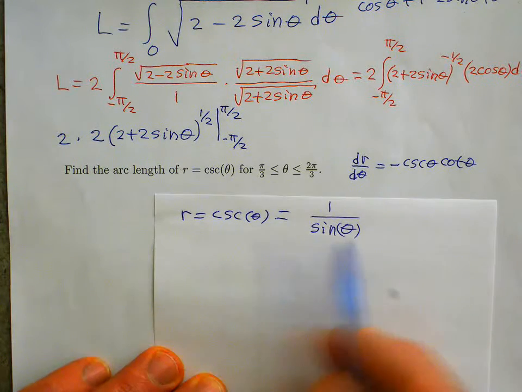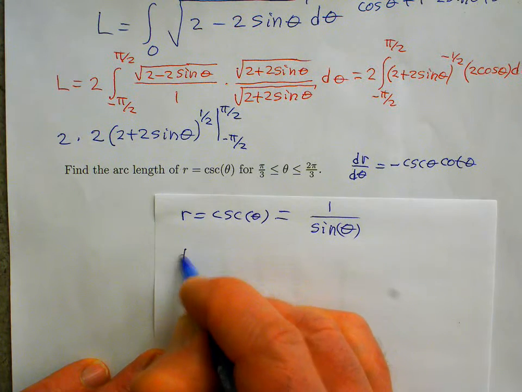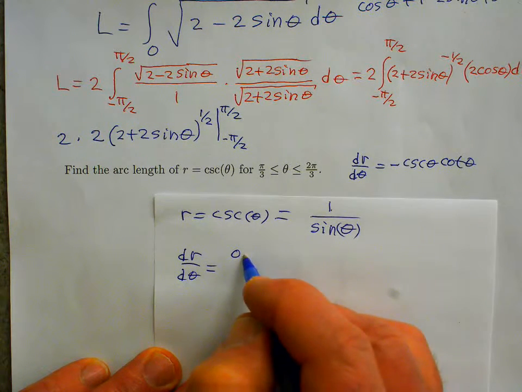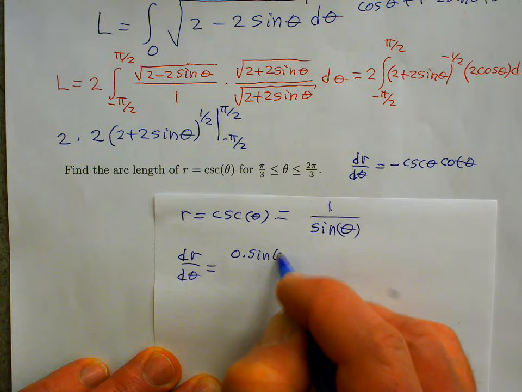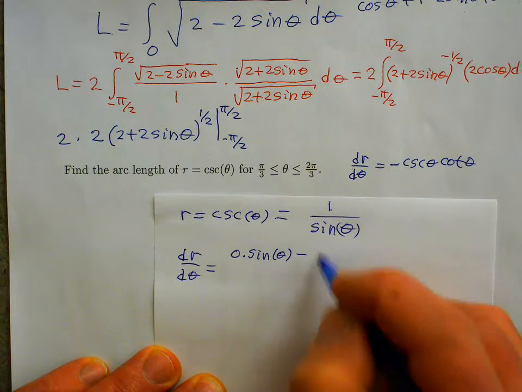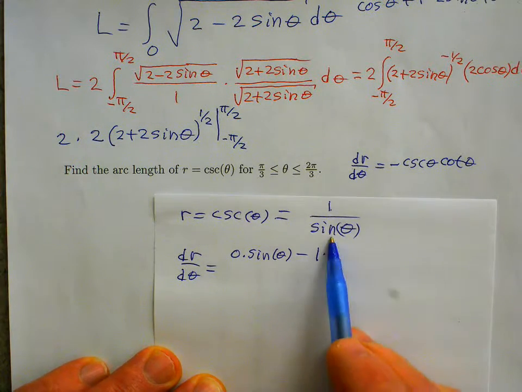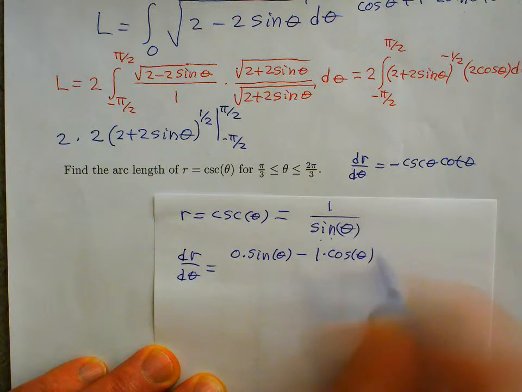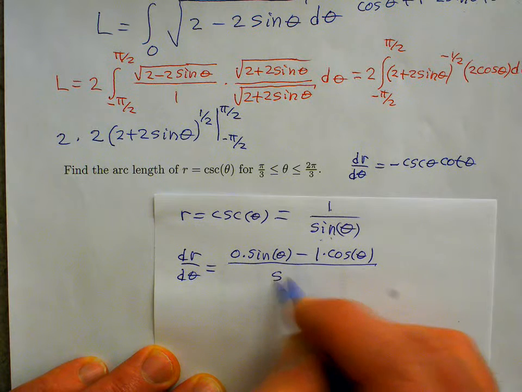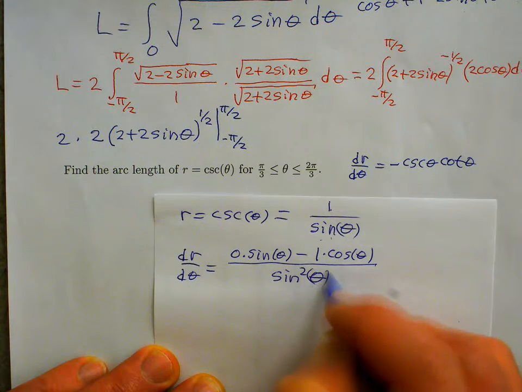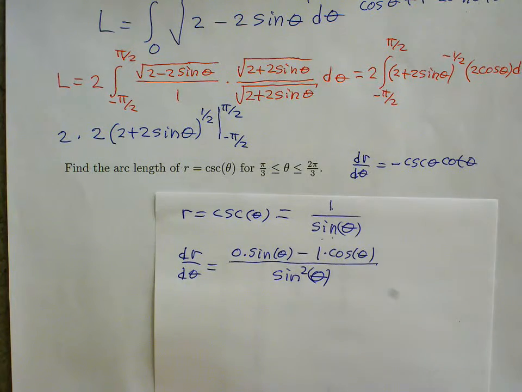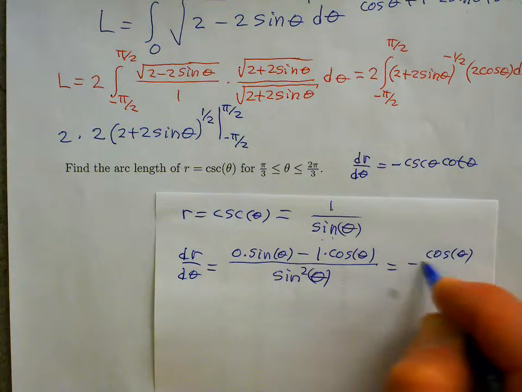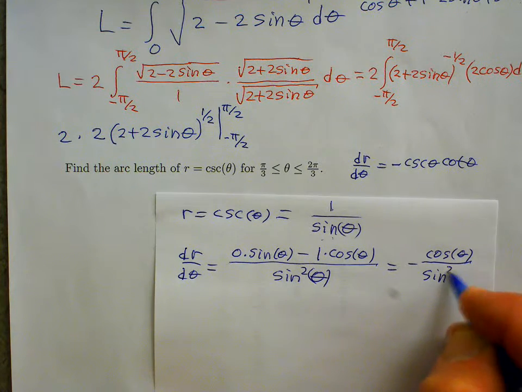And then to take the derivative, we can use the quotient rule, dr d theta. So the derivative of the numerator is 0 multiplied by the denominator, and then minus the numerator multiplied by the derivative of the denominator. The derivative of sine of theta is cosine of theta, divided by the square of the denominator, so sine of theta squared. So we get negative cosine of theta divided by sine of theta squared.